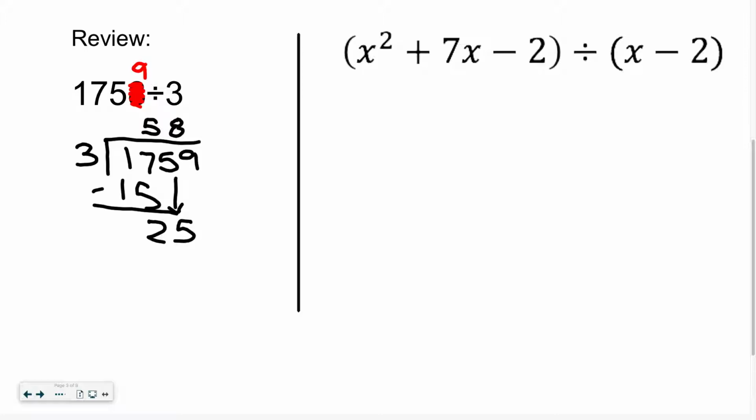8 times 3 is 24, so we do the multiplication. We're going to do that again, and then always subtract and get 1. Bring down the next number, so that's 19, and then repeat, okay? So how many times does 3 go into 19?